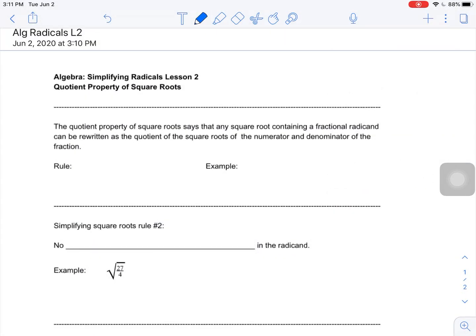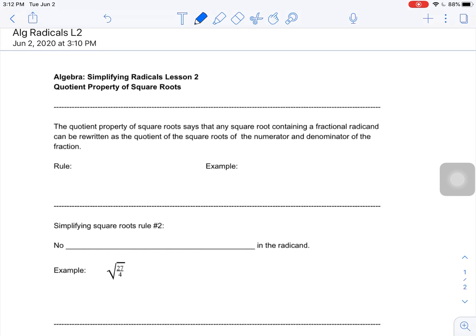In the last lesson, we talked a little bit about radicals, and we introduced this idea of simplifying radicals. We're specifically working with simplifying square roots right now. Yesterday's rule was that you cannot have any square root factors in the radicand, which is the number under the radical or the square root symbol. The rule we use to make sure we're following that was the product property of square roots, which basically said that you could take a number in the radicand and split it apart into separate square roots or separate radicals.